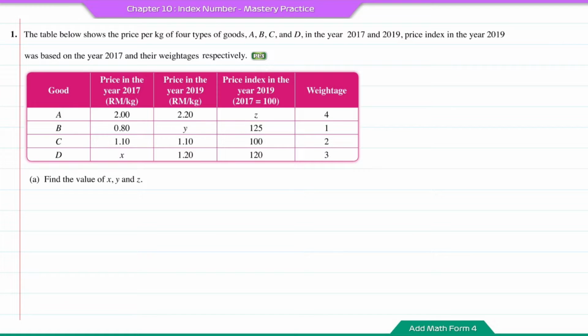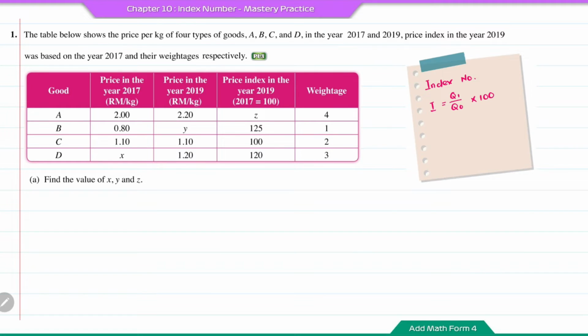Mastery Practice Chapter 10. Question number 1. The table below shows the price per kilogram of 4 types of goods A, B, C, and D in the year 2017 and 2019. The price index in the year 2019 was based on the year 2017 and their weightage respectively. A, find the value of X, Y, and Z.